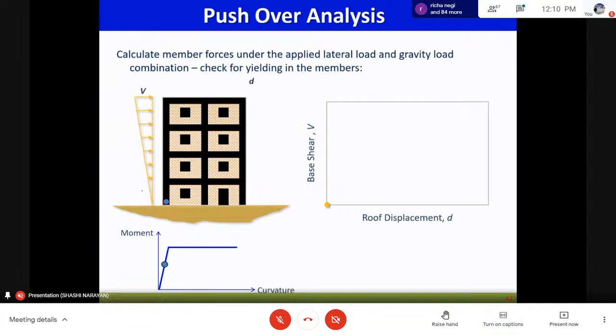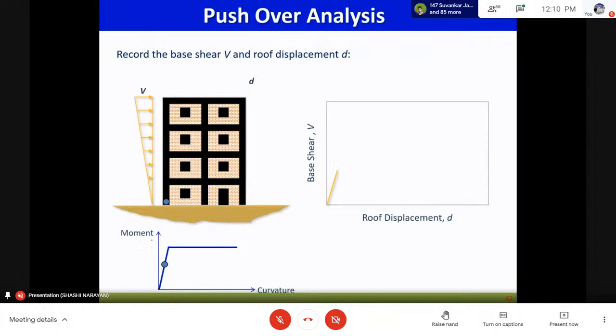Then, along with the gravity load, we apply lateral forces. This lateral load distribution depends on what distribution we assume. It can be linear, it can be modal, or it can be based on the weight, as we discussed previously. When we apply this, all the elements will firstly be in the elastic region. We calculate the displacement at this point. We go on increasing the forces and go on checking the displacements. Till now this is in the elastic region, and there is no change in the stiffness.